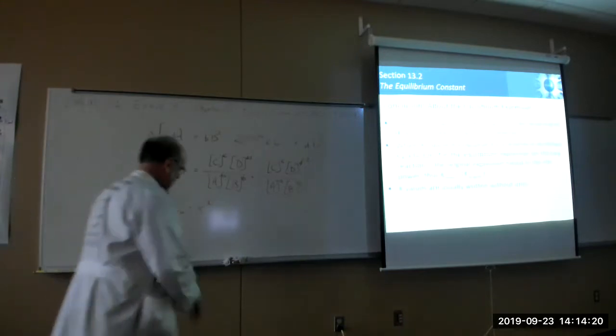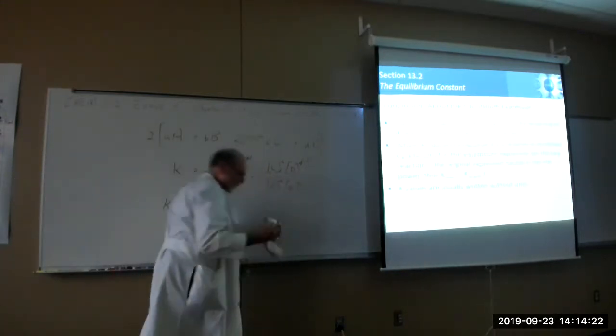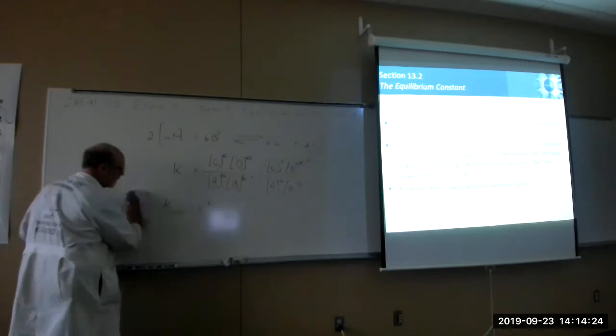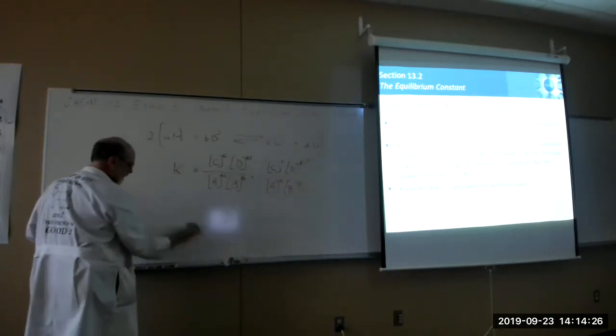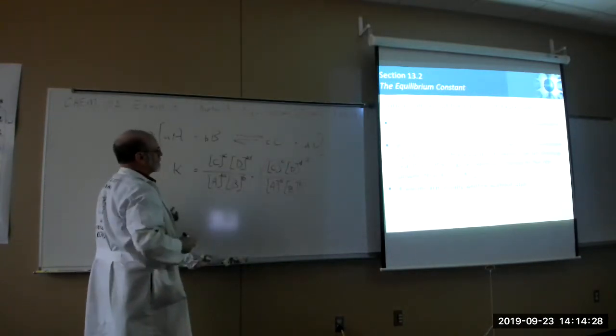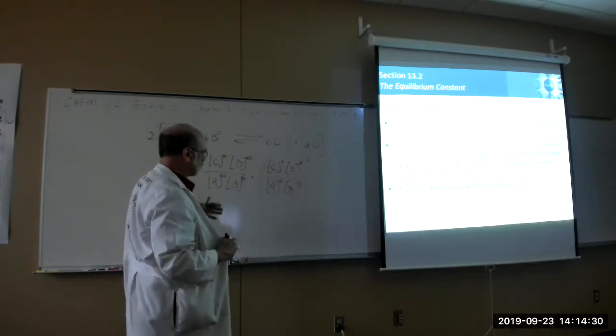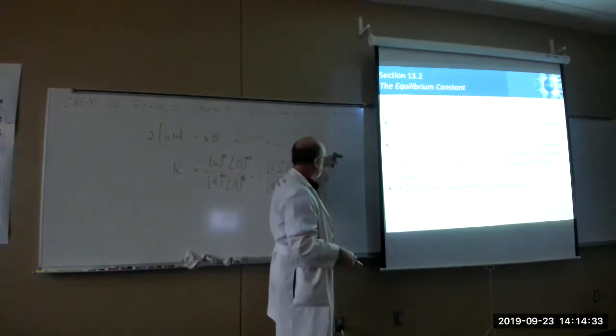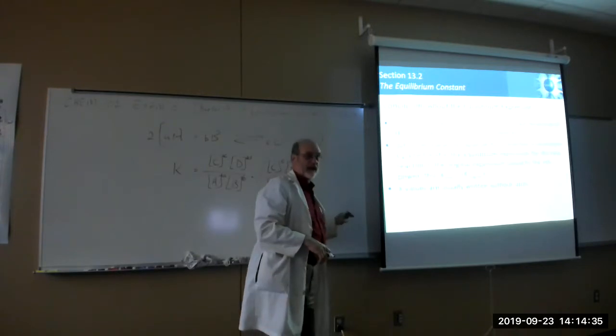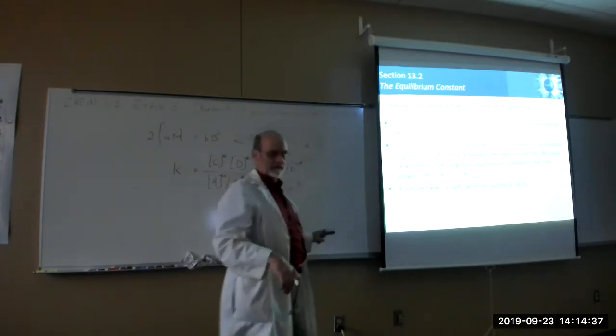Those are the common manipulations that you may have to do before combining equations. And the reason you have to do that is when you combine those equations, you're going to have to combine the K values as well to find out what's the K for the final one.